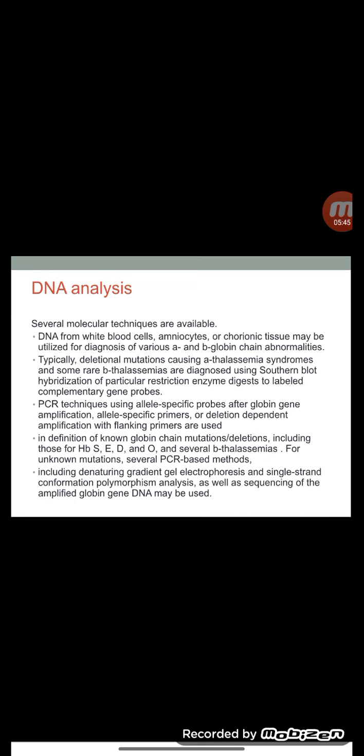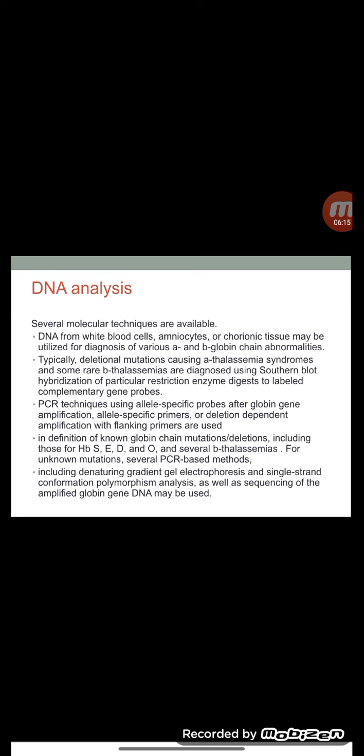Once you diagnose abnormal hemoglobins on the HPLC or hemoglobin electrophoresis, the next thing is DNA analysis. Several molecular techniques are available, in which DNA from white blood cells, amniocytes or chorionic tissue may be utilized for diagnosis of various alpha and beta globin chain abnormalities. This is because most mature RBCs lack a nucleus and cannot be used for DNA analysis.